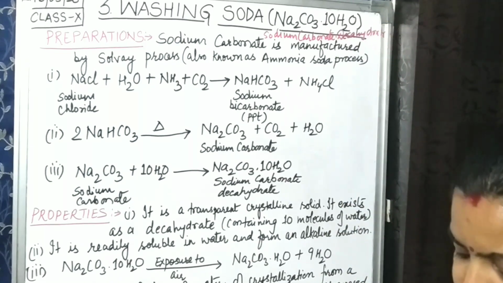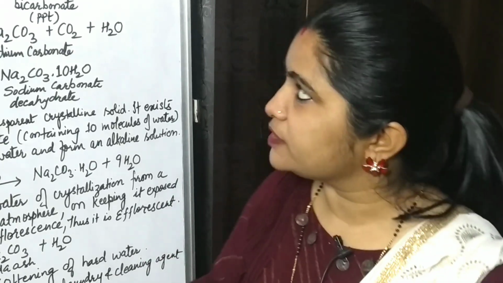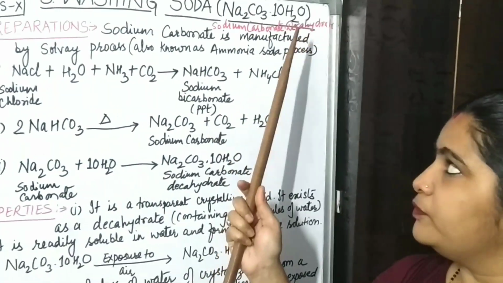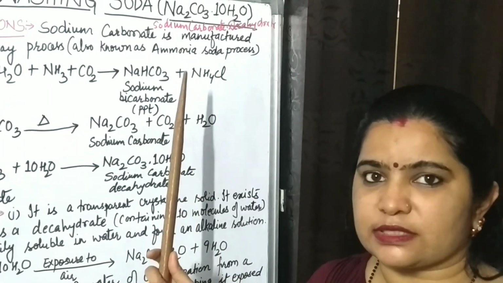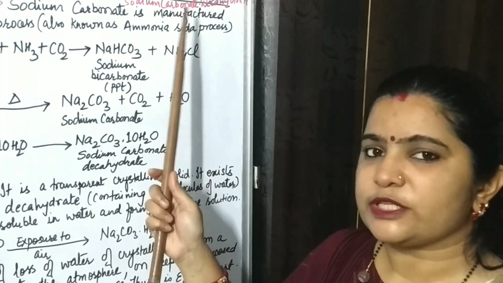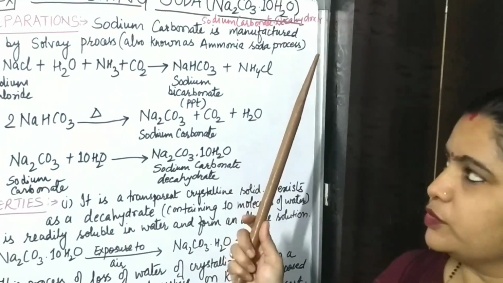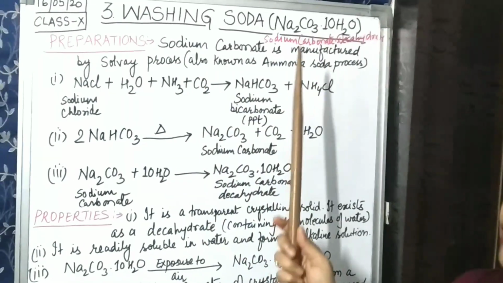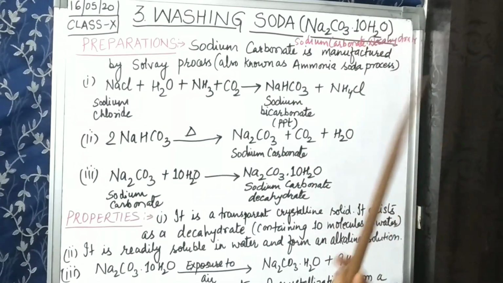See children, in my previous videos also I told you that whenever water molecules are attached to any compound, it helps it to form crystals. If it is in crystalline form, means water will always be attached with that compound. So washing soda is present in crystalline form, that's why water is attached to it.